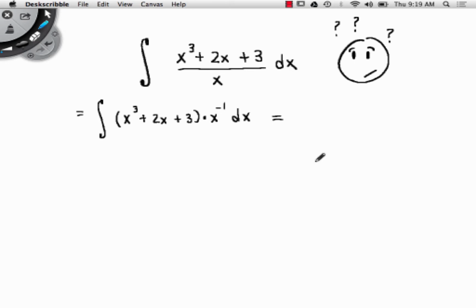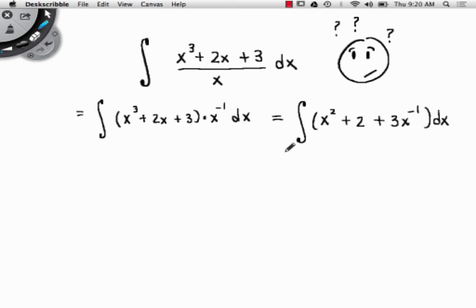Do log distribute. Yes. So what do you get when you distribute x to the negative 1? x squared plus 2 plus 3x. That's correct.